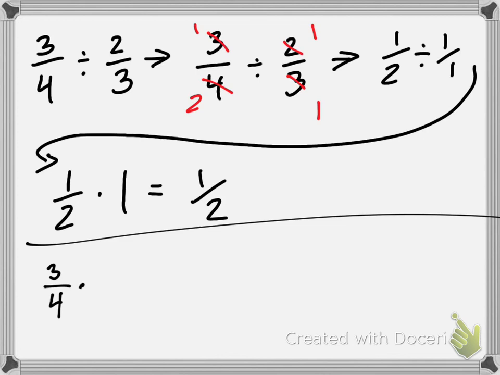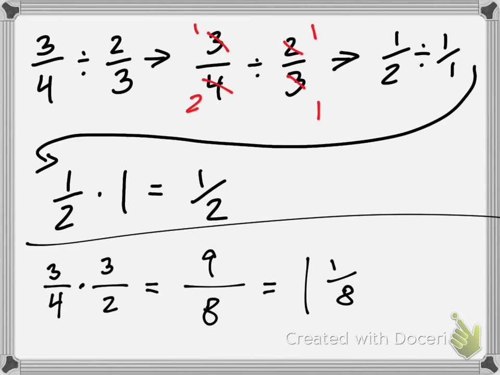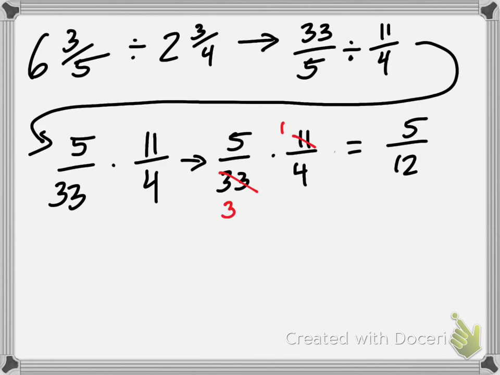3/4 change reciprocal. 3/2. I cannot cross cancel anything here. So I'm going to get 9 over 8. 8 goes into 9 one time. 9 minus 8 is 1. So I get 1 and 1/8. What about my last problem?